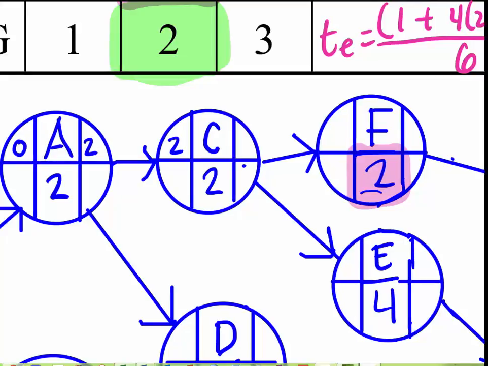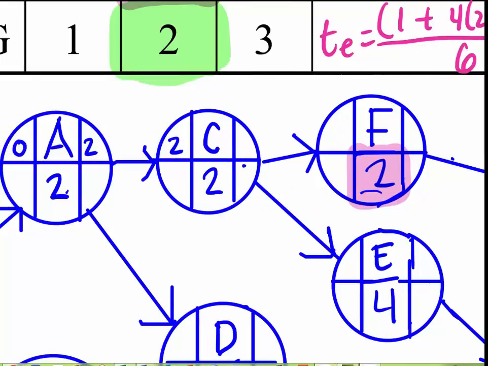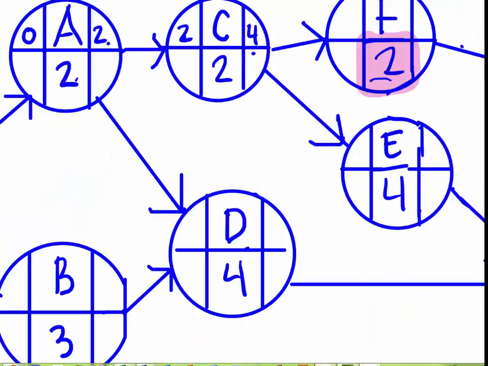So A, the earliest it could start is 0. It takes 2 units of time, so it ends at 2. C, the earliest it can start is 2. It takes 2 units of time, so it will finish at 4. While we're on A, we need to go down to B and D. So B can start at 0 and end at 3. D, same thing. We have to consider this 3 and this 2.